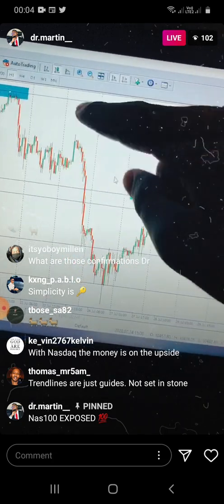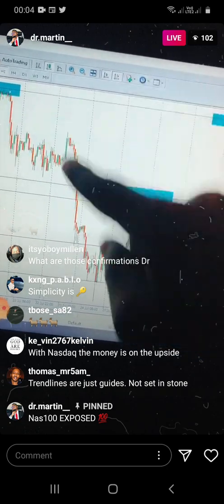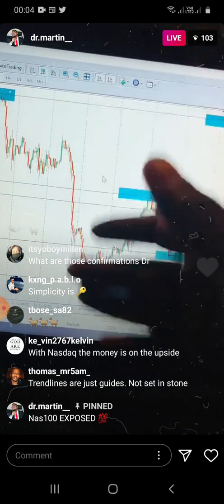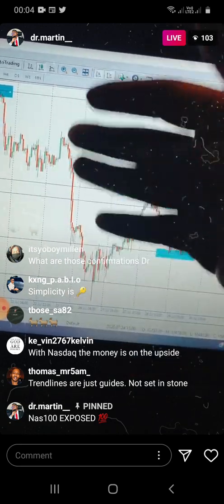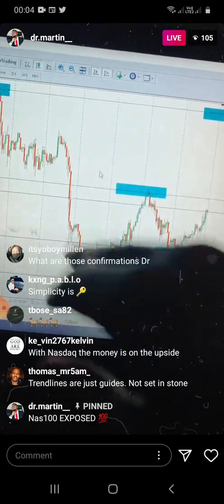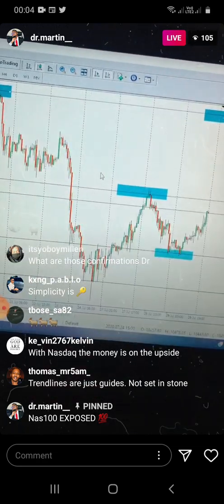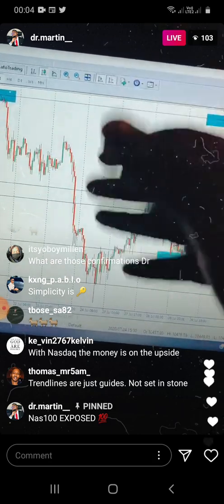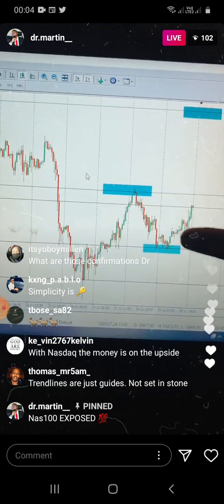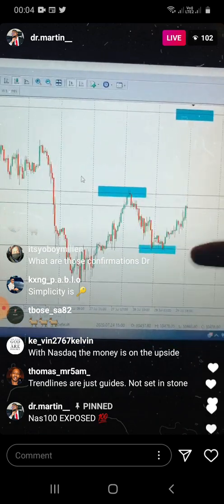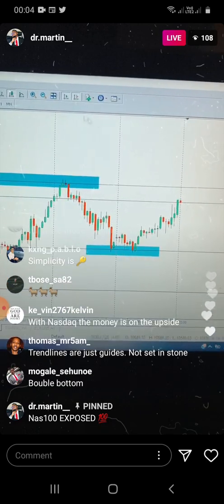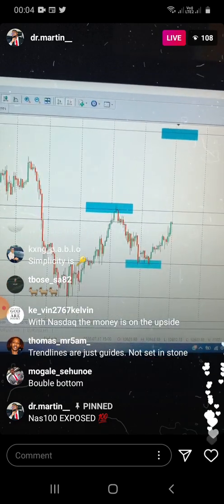If you see this, you wouldn't get entries here unless you were brave enough to just sell because you know that it's selling. Whether fundamentally or whatever the case is, you would have known that NAS100 would have sold on this level because of that bearish structure that's forming over there. So let's look at this market and let's zoom into this zone, right? Let me just do this quickly.